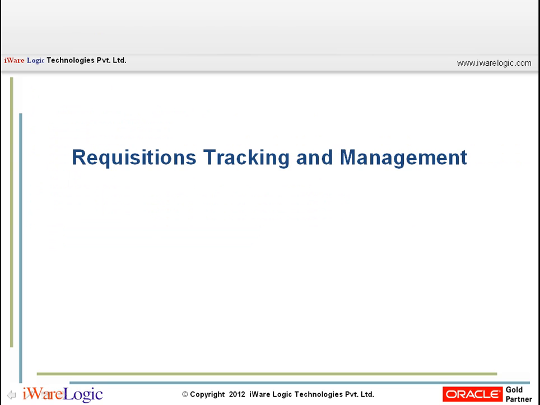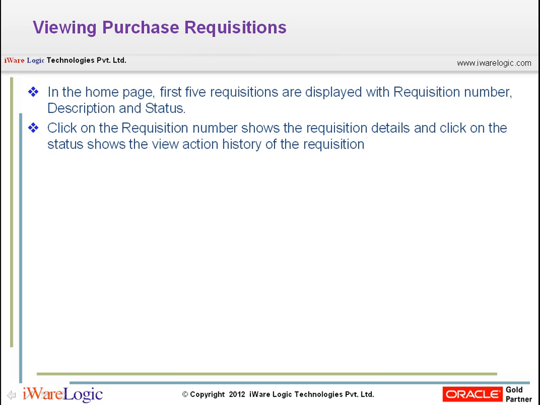Requisition tracking and management. We can view the purchase requisitions. On the home page, the first 5 requisitions are displayed with the requisition number, description and status. Click on the requisition number, which shows the requisition details, and click on the status to get the history or action history of the requisition.